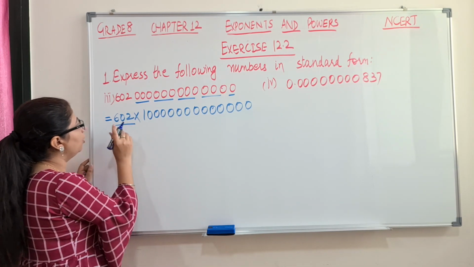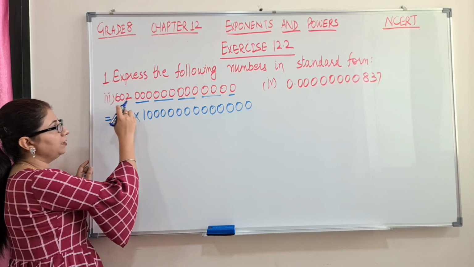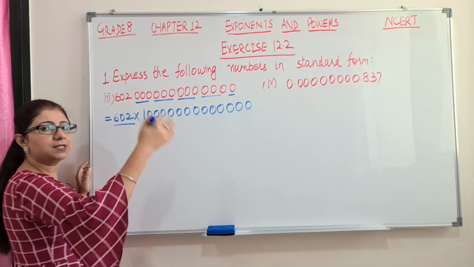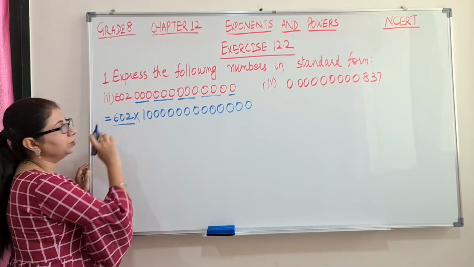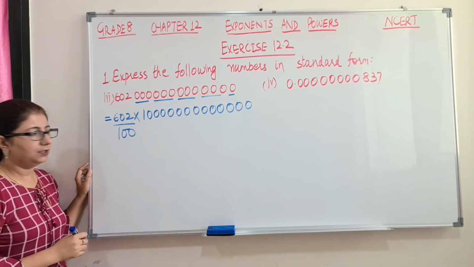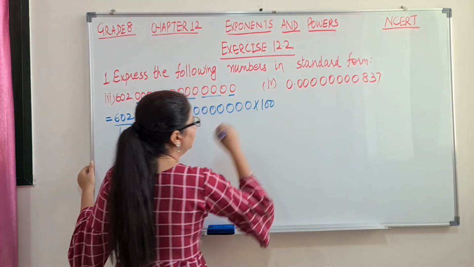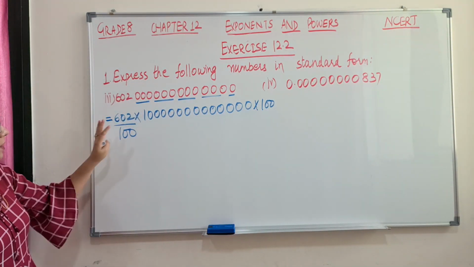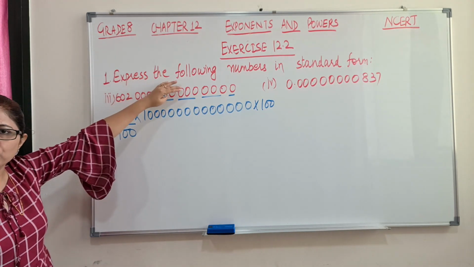We will see how many zeros I need to convert this into decimal. This is 1, 2. How many digits after decimal? So after decimal I want 2 digits. So I will write 100 in the denominator. To balance this, I should write 100 in the numerator also, because when this 100 and 100 get cancelled, we will get our original number.